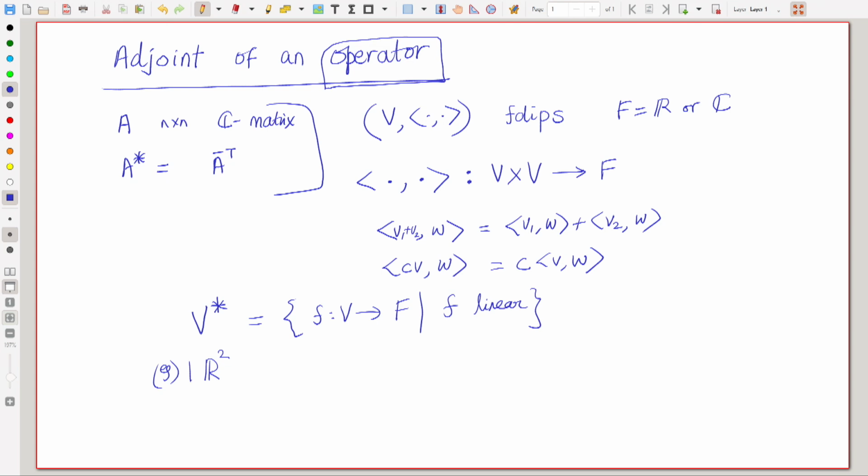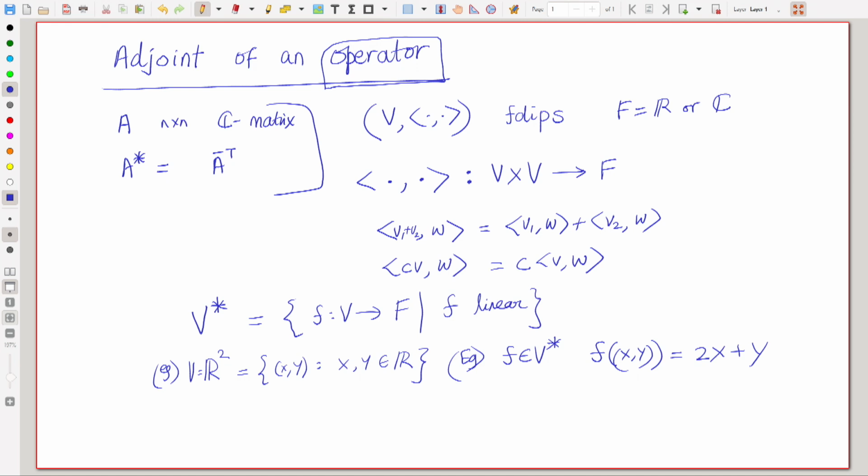So if V is R2, for example, let us say the vectors in R2 all look like (x, y). What is an example of a linear functional? So f acting on an element (x, y) of R2, let me write this: 2x plus y. Is this a linear functional? It is linear, right? Because if I change both x and y simultaneously, it will vary linearly.